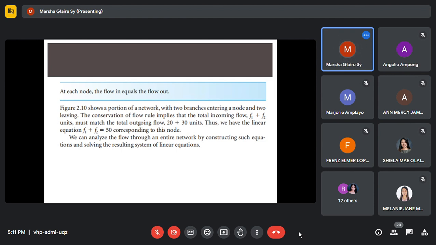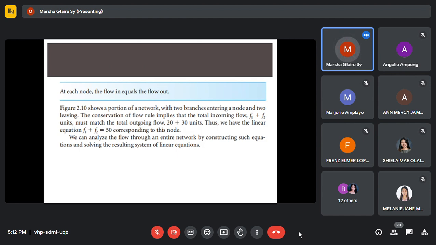So we have here an example. The conservation of flow rule implies that the total incoming flow, F1 plus F2 units, must match the total outgoing flow, 20 plus 30 units. Thus, we have the linear equation F1 plus F2 is equal to 50 corresponding to this node. Our F1 here is 20, our F2 right here is 30. So F1, which is 20, plus F2, which is 30, is equal to 50.